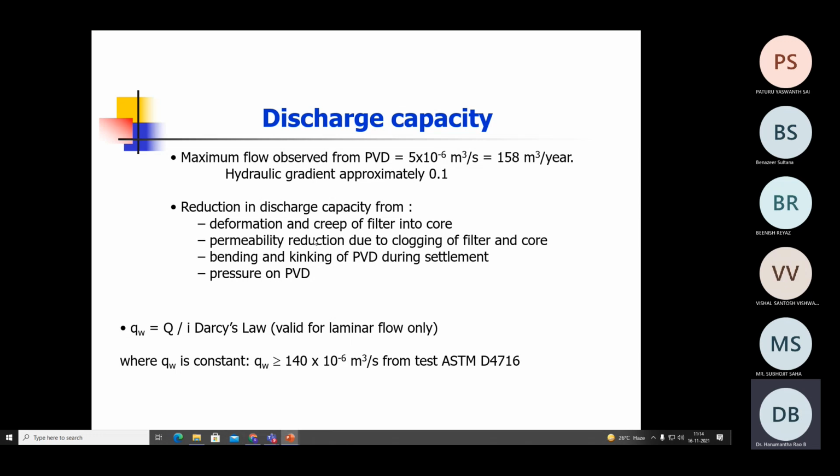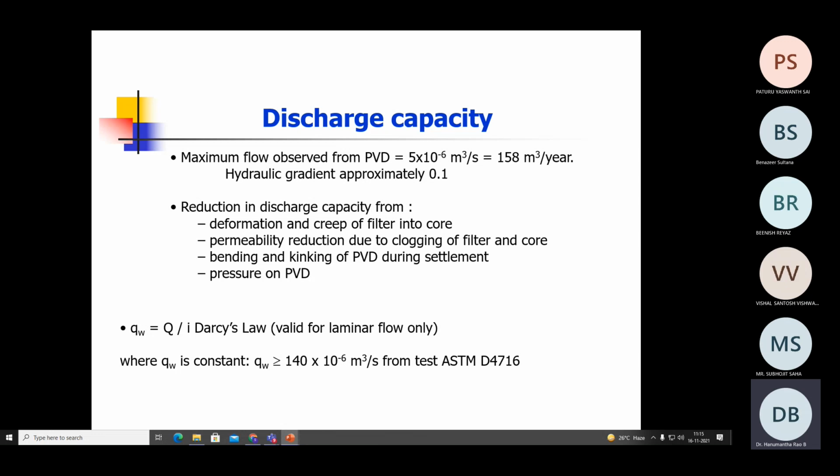The typical discharge capacity of the PVD is 158 cubic meter per year, which is exhaustively very high, with a hydraulic gradient of approximately 0.1. So this is a very low hydraulic gradient. And there are a few factors which can impact the discharge capacity of the PVD, which include deformation and creep of the filter into the pore, permeability reduction due to clogging of filter and pore, bending and kinking of PVD during the settlement, pressure and flow. So these are the few factors that you need to look into while you design any PVD.